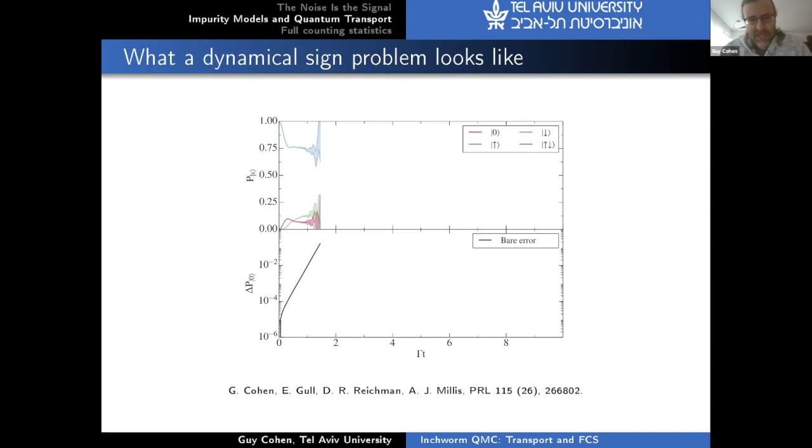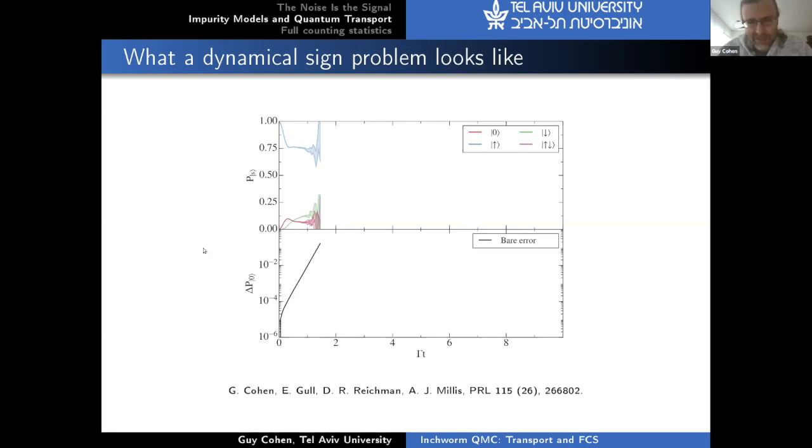So what happens if you do this naively? Here's an Anderson model, which has four states, and I'm plotting the probability of being in each state as a function of time, assuming you started in a magnetized state, and assuming that at time zero you couple your dot to the leads at some set of parameters. What you can see is that you get a result, but after a very short time, you get a lot of noise. The analysis you can do is to plot this noise on a log scale as a function of time, and then you can see an exponent.